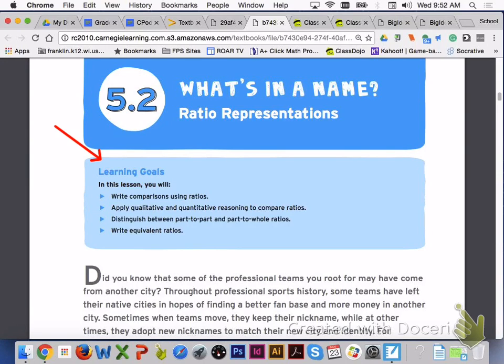Learning targets for today: write comparisons using ratios, apply qualitative and quantitative reasoning to compare ratios, distinguish between part-to-part and part-to-whole ratios, and write equivalent ratios.